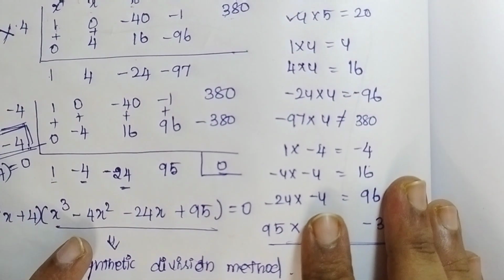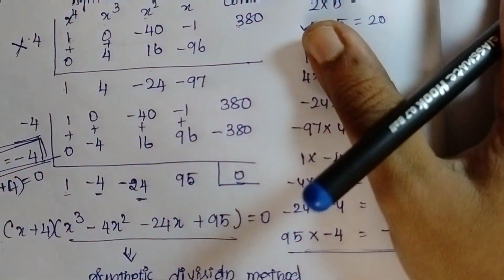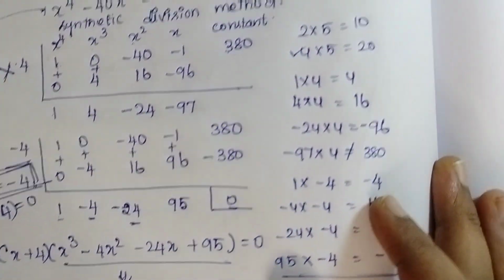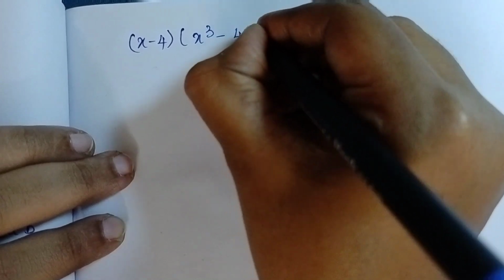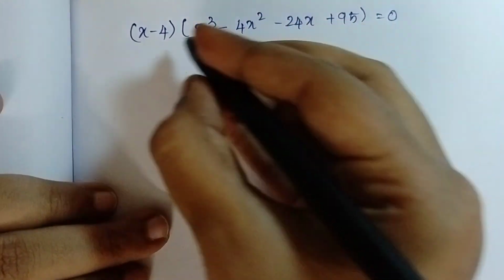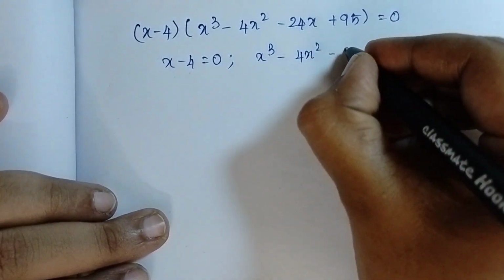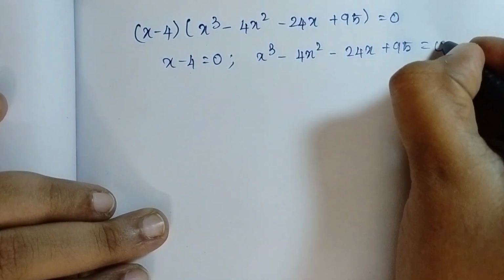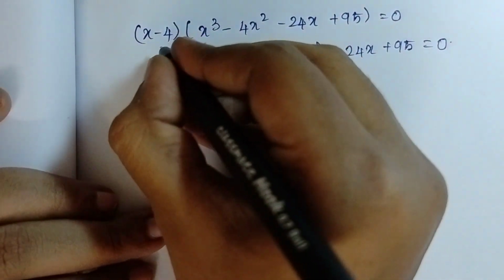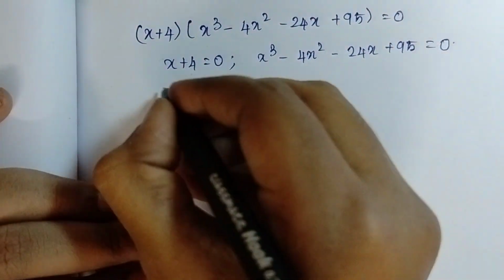Now I am going to take this equation and find another factor value. So from this I am going to write x minus 4 into x cube minus 4x square minus 24x plus 95 is equal to 0. This we get from the synthetic division method. So this becomes x minus 4 is equal to 0 and x cube minus 4x square minus 24x plus 95 is equal to 0. So from this x is equal to, sorry, here plus 4. Therefore x is equal to minus 4. We will get an x value.